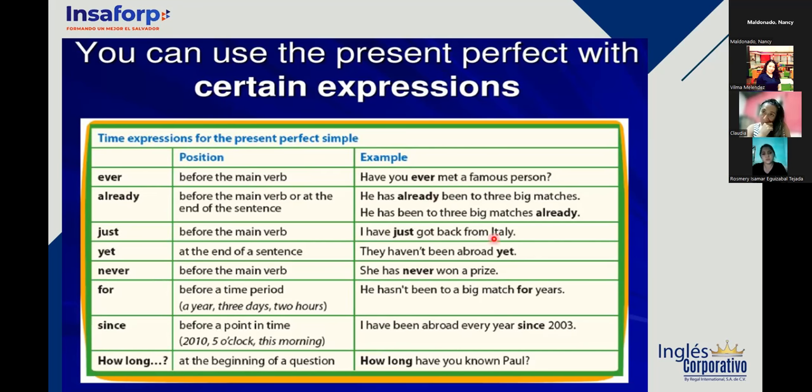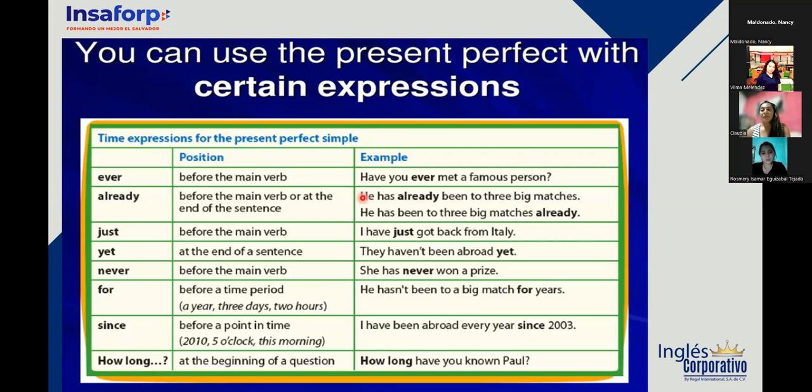Help me please, Rosemary, with the part of already. Already, before the main verb or at the end of the sentence. He has already been to three big, no sé cómo se pronuncia, matches. He has been to three big matches already. So, already. In this part, it says that we have two positions.